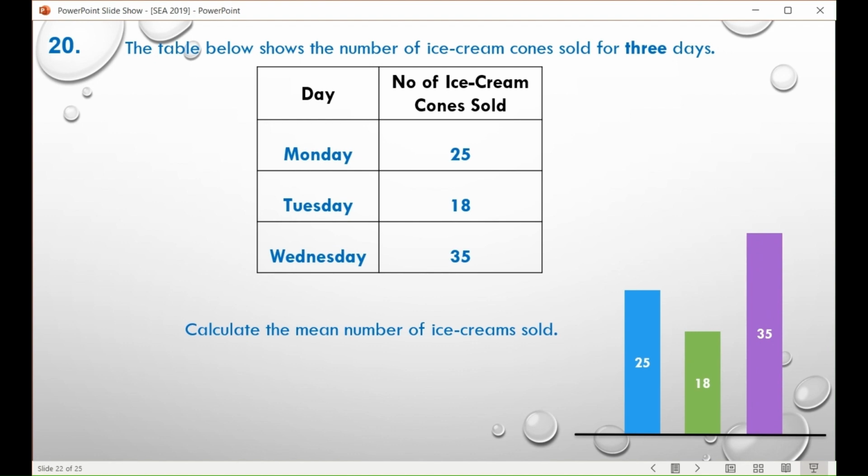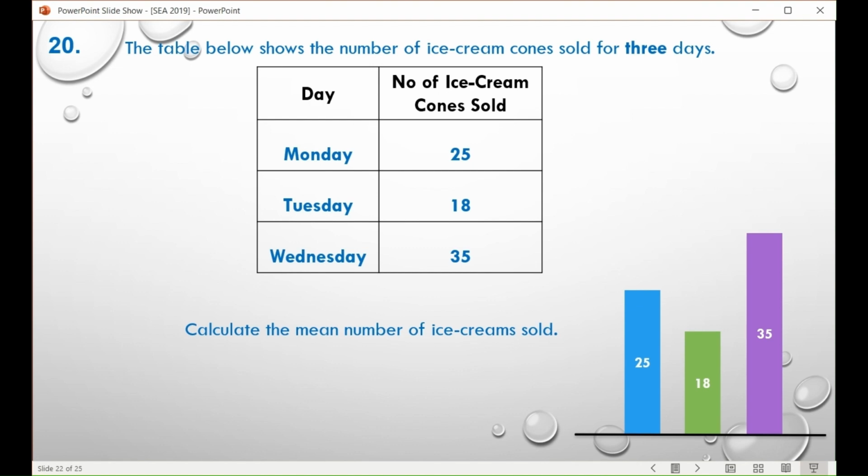Since we know that we're trying to redistribute it or share it up equally for each day, could the average or the mean be 18? If we think about that, then Tuesday would be the correct amount, but we would have extra on Monday and we would have extra on Wednesday. So what would we do with this? So 18 could not be the mean.